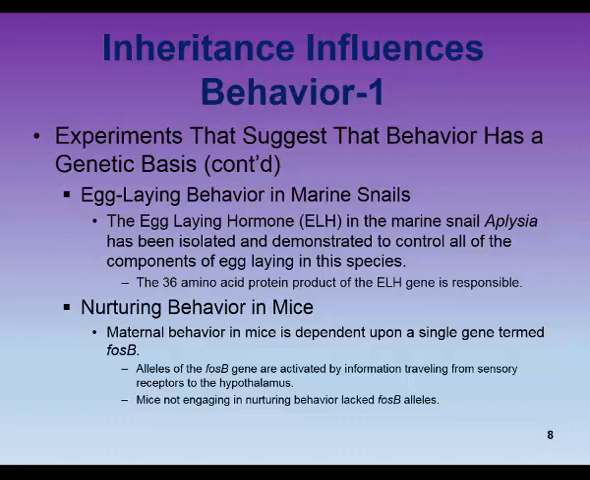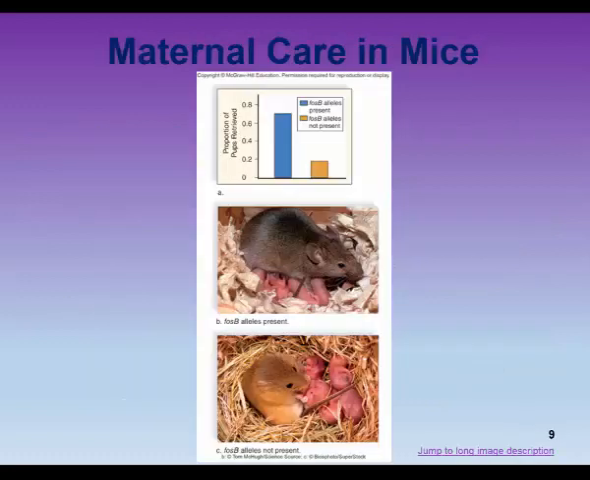Experiments suggest that behavior can be genetic. We know there are certain things that are genetic and certain things that aren't. If you look at that nurturing behavior in mice, there's actually a single gene they think is the nurturing gene, and if they don't have that gene, then they ignore their babies and they die. So that's something they're looking at in humans as well. Do we have this inherited maternal care like the mice? Not all of them have it.